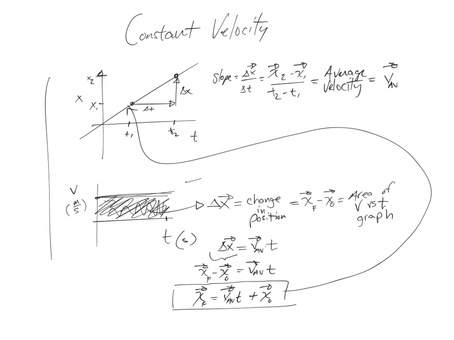So going down this way, the slope of our position time graph was our average velocity when we were dealing with constant velocity. And the area of our velocity time graph turned out to be our displacement, which is a change in position. And that's when you're going up this way. So we like to stack our graphs vertically so that we can make sense of things. And going down, again, the slope of a position time graph is a velocity. And the area of a velocity graph is our change in position.